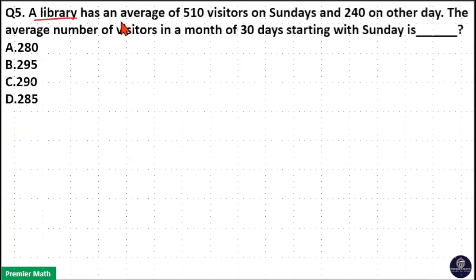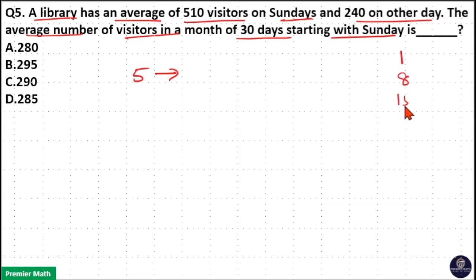A library has an average of 510 visitors on Sundays and 240 on other days. The average number of visitors in a month of 30 days starting with Sunday is. Here, starting with Sunday means definitely there are 5 Sundays in that month. That is, if it starts with 1, then 8, 15, 22 and 29 are Sundays. So total 5 Sundays. Now, the average of Sundays is equal to 510. Now, the average visitors on other days is equal to 240.